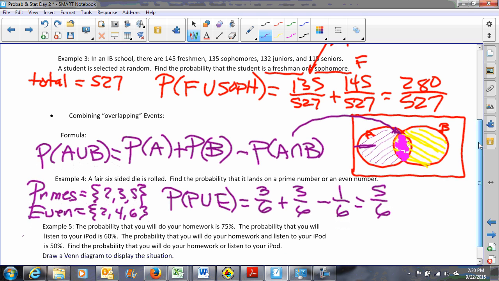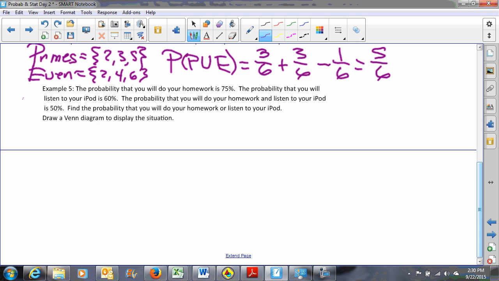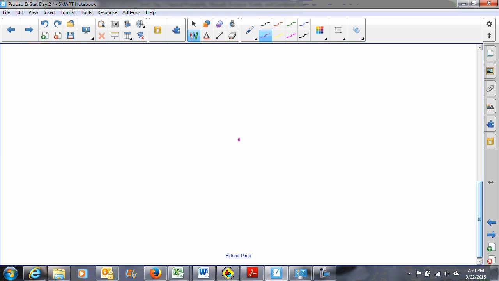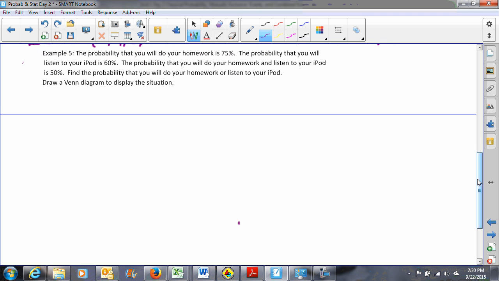Okay, now I reject this next problem because you guys are IB students and the probability you're going to do your homework is much greater than 75%. Well, let's do it anyway.